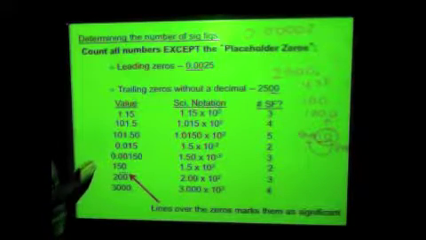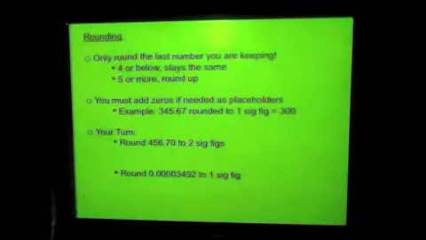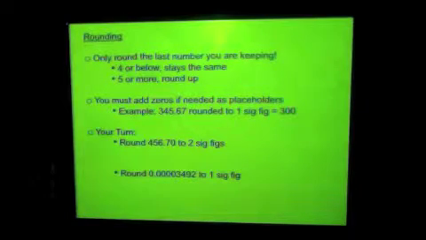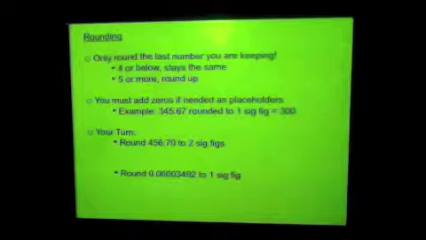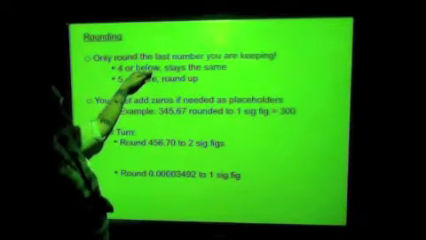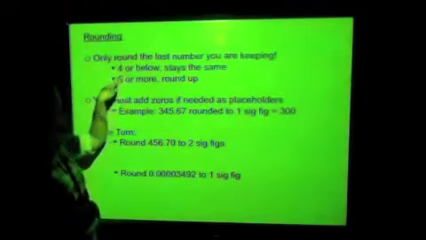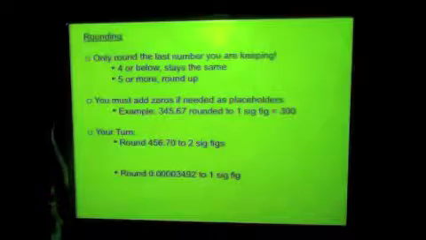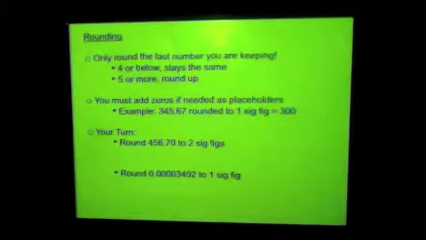Now, the next part of this video is about rounding. I didn't used to have this slide in here. I sort of added it this past year just because I've come to a conclusion that students don't quite understand how to round. So when you round, you only round the last number you are keeping. You do not multiple round. So if you have a 4 or below, then your number stays the same. If you have 5 or more, you round up. You must add zeros if needed as placeholders.